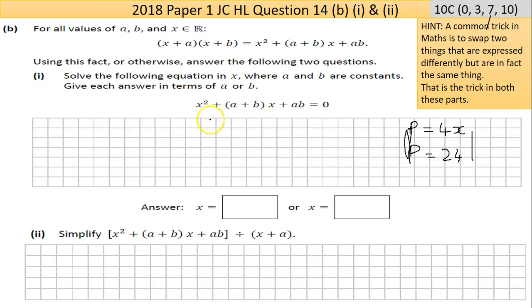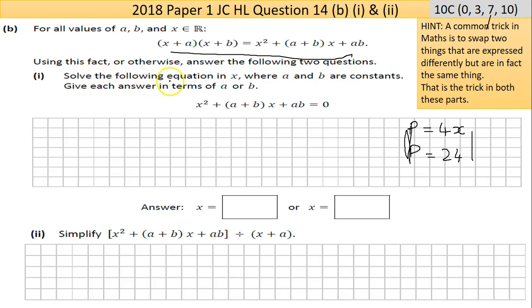So in this scenario, I'll read out the question part B. For all values of a, b, and x is a real number. Now that just means for all values of a and b, x is a real number, it's every single number: positive, negative, fraction, whatever. And they have the statement x plus a times x plus b is equal to x squared plus a plus b times x plus a times b. Now, it's a jumble of stuff and I have no clue what's going on. But it says, using this factor or otherwise, answer the following two questions.